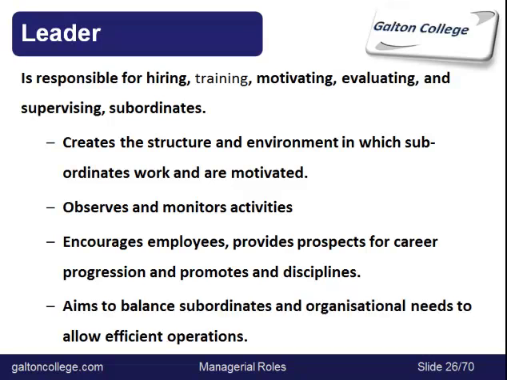So the manager aims to balance subordinates and organisational needs to allow efficient operations. The manager tries to strike a balance. If the organisational needs are for a lot of work to go through, then it's for the manager to ensure that the work is properly resourced and it's performed safely, and that the staff can work within their capacity to ensure that the output is good quality and also meets the targets set by the organisation.